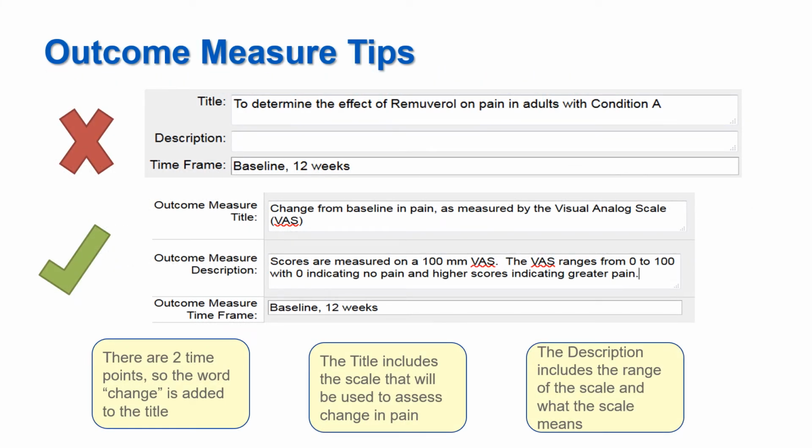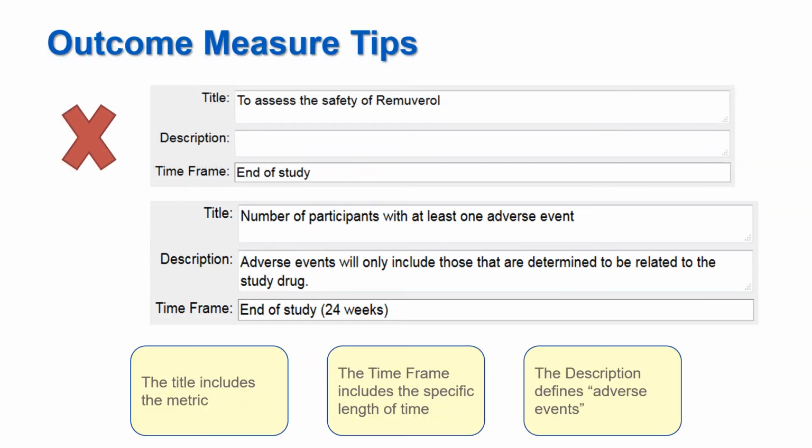In the example on top, the title is not specific enough and includes the words to determine. In the corrected example below, there are 2 time points, so the word change is added to the title. The title also now includes the scale that will be used to assess change in pain, and the description includes the range of the scale and what the scale means. In this example, the title is not specific enough and includes the words to assess. Corrected, the title includes the metric, something measurable. The time frame includes the specific length of time, and the description defines adverse events or what is measured.